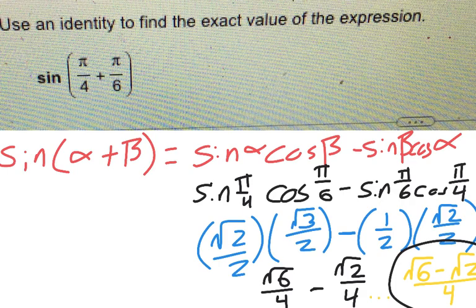Sorry, I've come back here and I realized I wrote down the wrong identity. This should be plus, plus, plus, and plus. Sorry about that. For sine of alpha plus beta, it should be a plus in between there.